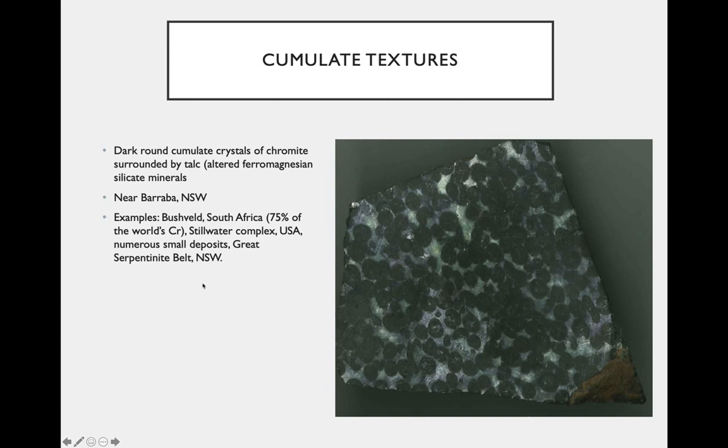And like I said, the classic example is Bushveld, the world's largest chromium deposit. We also have the Stillwater, but we have little ones, more podiform style, in the Great Serpentinite Belt, where we have these ultramafic intrusions.